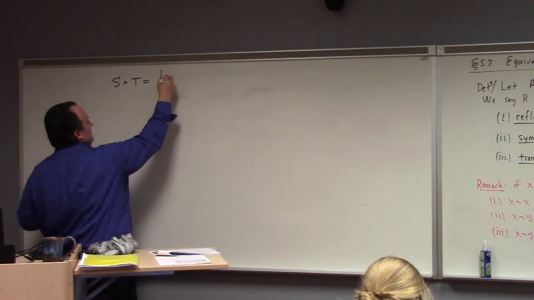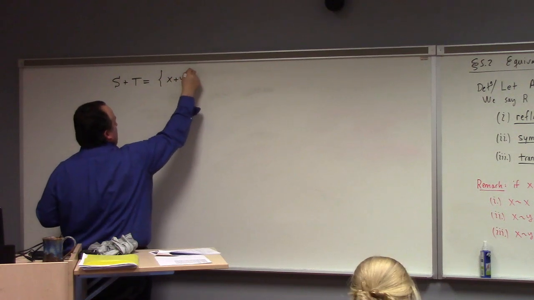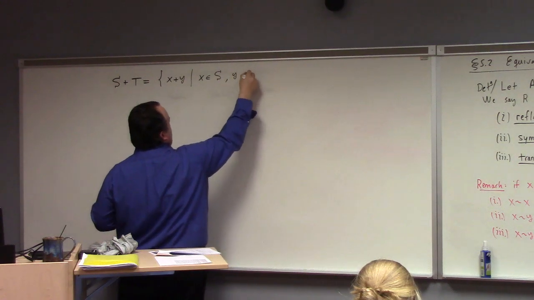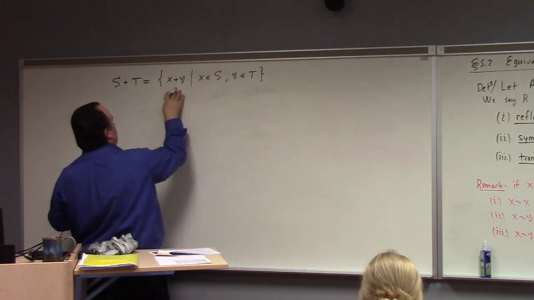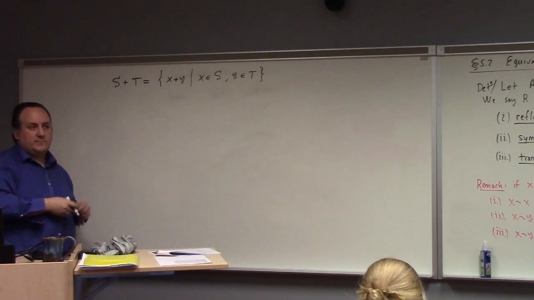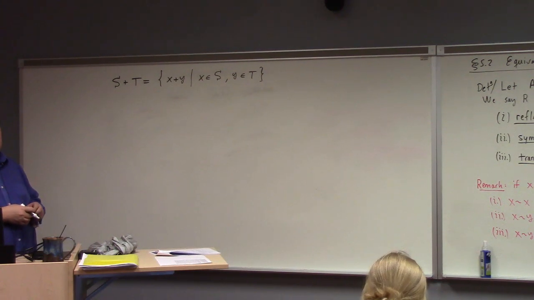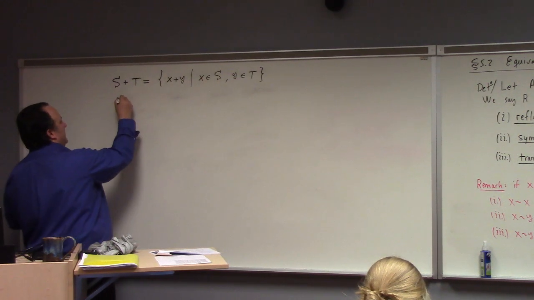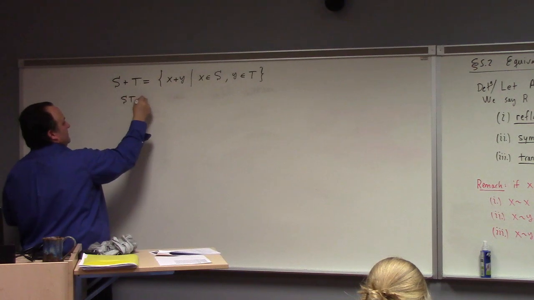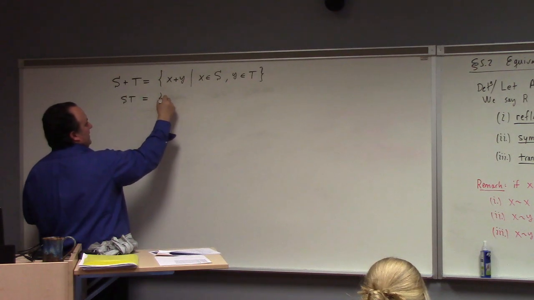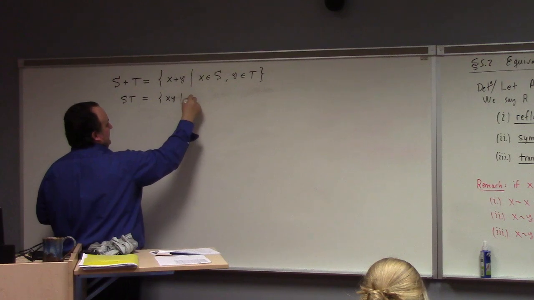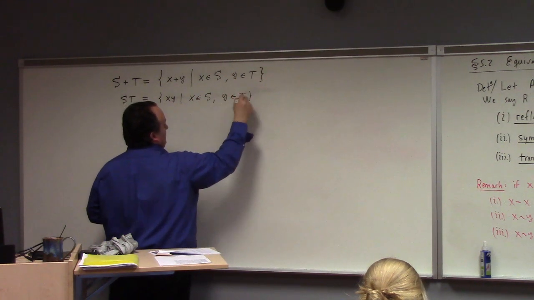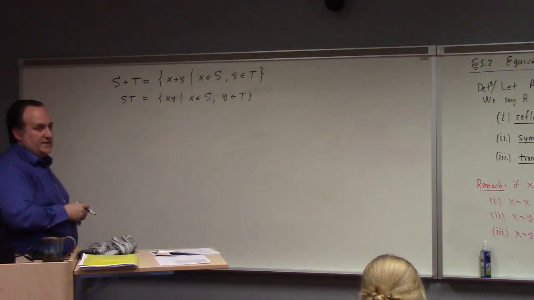Here's what I would mean by that. I would mean x plus y, such that x is in S and y is in T. So it's just the set of sums like that. And what would I mean by a product of two sets? I would mean xy, such that x is in S and y is in T. That's what I would mean by the addition and the multiplication of two sets, right?